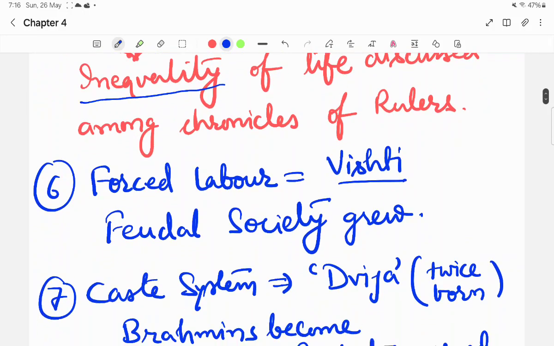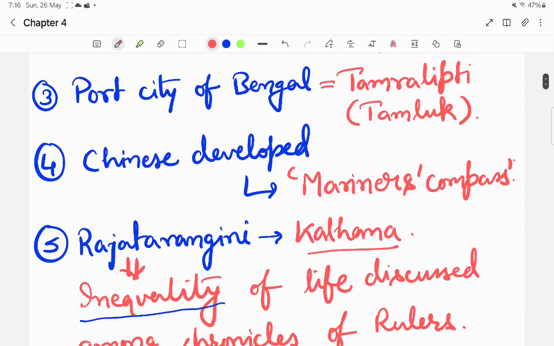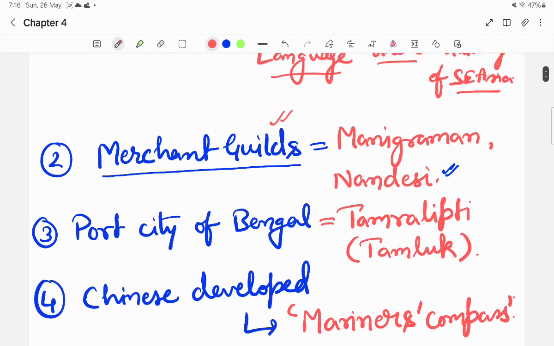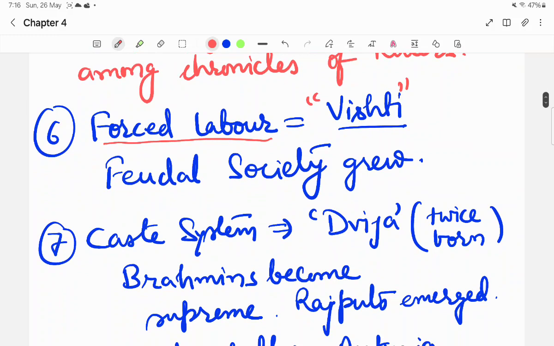And during that time forced labor was also going on, and it was termed as Vishti. So the word Vishti should be remembered because sometimes questions are asked based on match the following, and some medieval terms are given like Vishti, or they can give you Tamralipti, Manigraman, and they will ask to match with the correct meaning of those words, like forced labor, compass, and you will have to choose the right match. So keep on remembering these words and make a note of it.